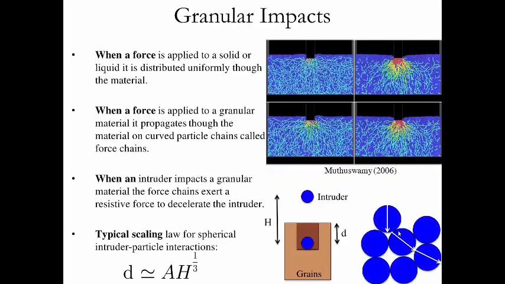So what I studied this summer is granular impacts. When a force is applied to a normal solid or liquid, it's distributed uniformly through the material. So when you press on a solid, it gets distributed throughout the solid evenly. When a force is applied to a granular material, though, it propagates through the material on curved particle chains called force chains. You can see in the picture to the side with the 4 square boxes that you have an intruder coming in, and all those little lines are force chains, and the spaces in between the lines don't even feel the force of the intruder.